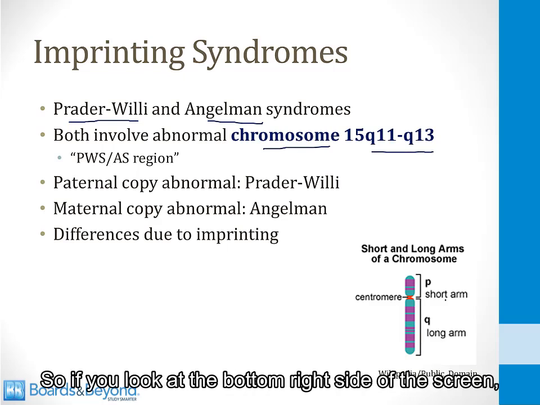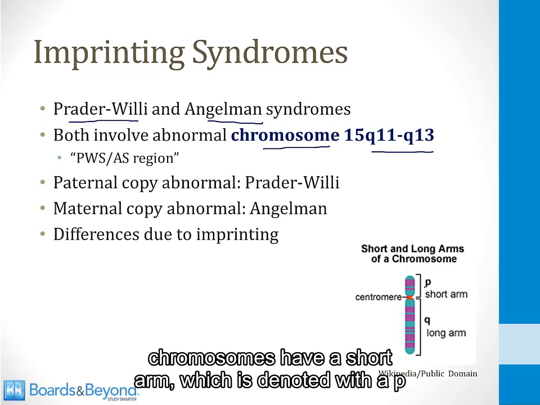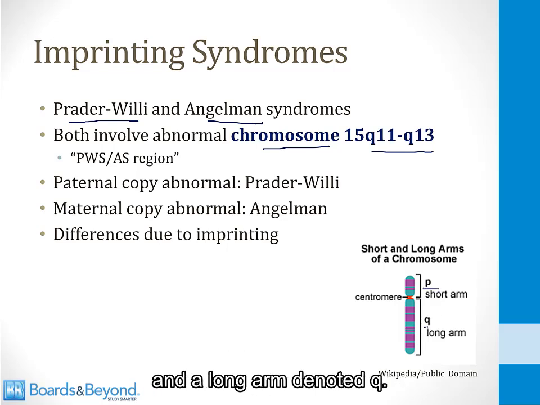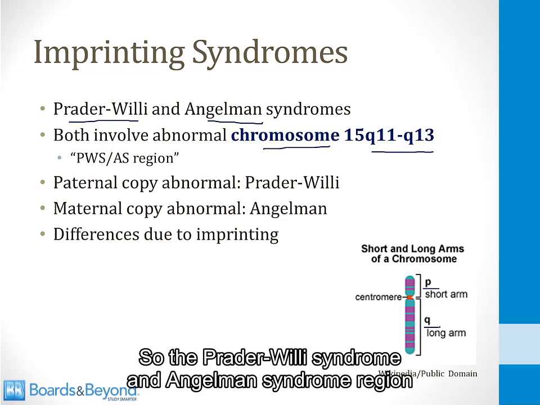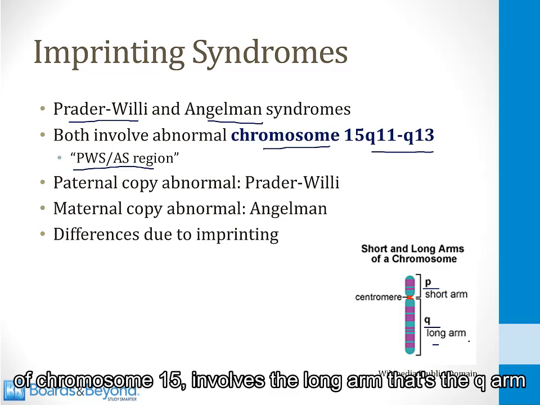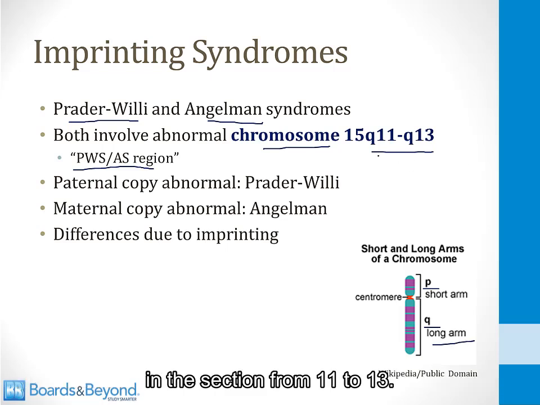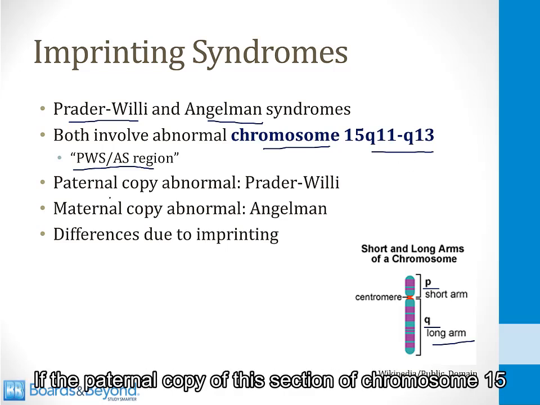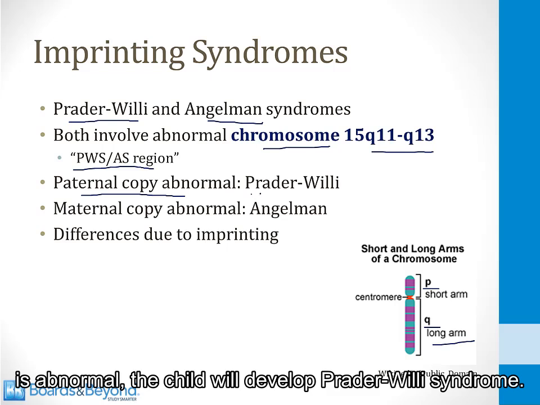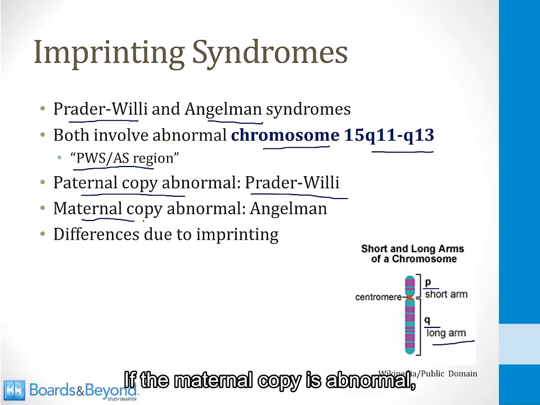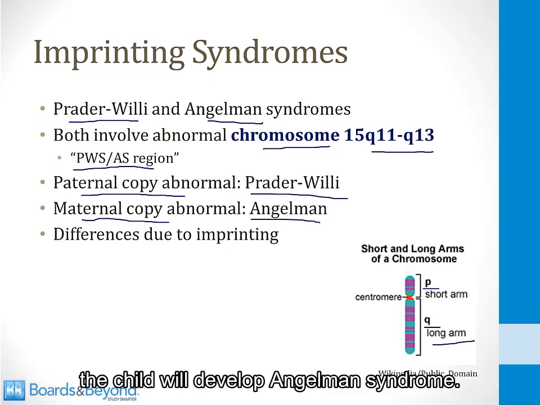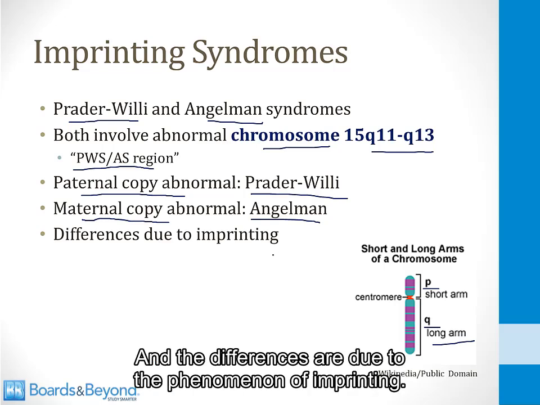So if you look at the bottom right side of the screen, chromosomes have a short arm which is denoted with a P and a long arm denoted Q. So the Prader-Willi syndrome and Angelman syndrome region of chromosome 15 involves the long arm, that's the Q arm, in the section from 11 to 13. If the paternal copy of this section of chromosome 15 is abnormal, the child will develop Prader-Willi syndrome. If the maternal copy is abnormal, the child will develop Angelman syndrome, and the differences are due to the phenomenon of imprinting.